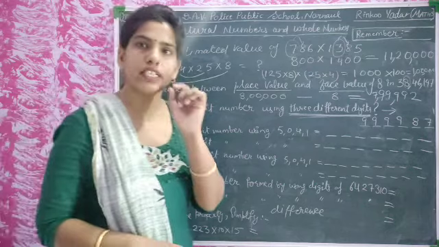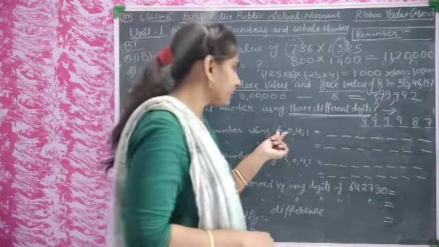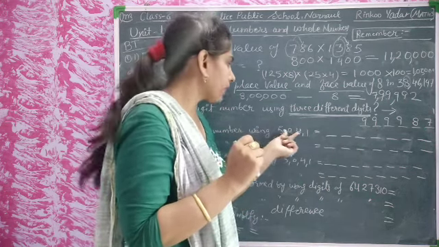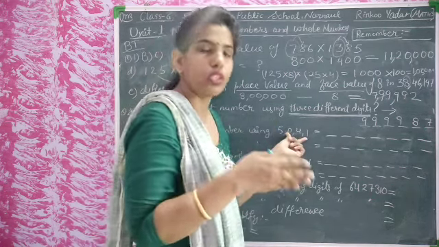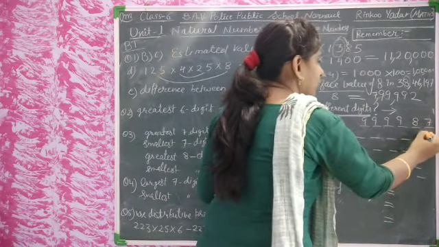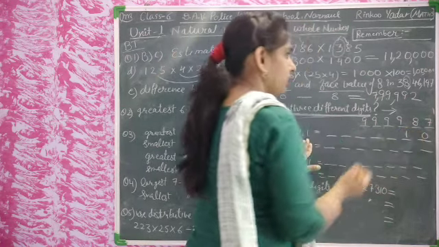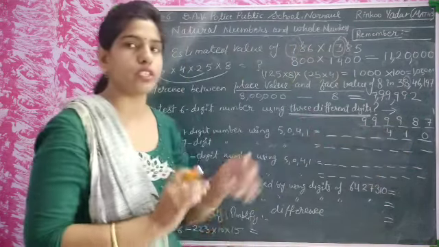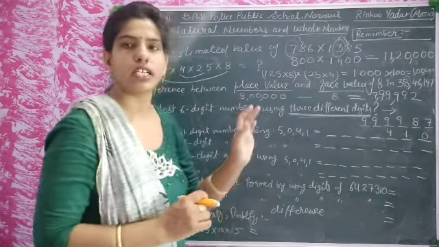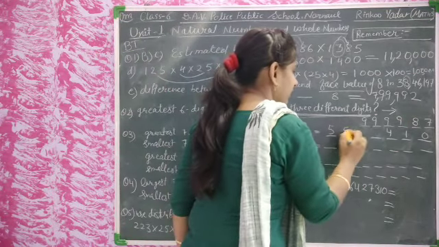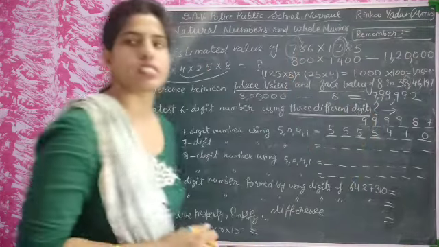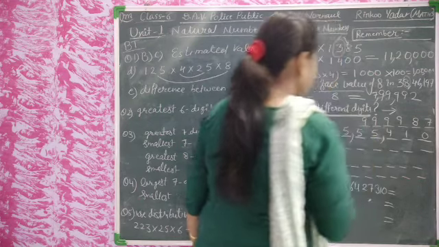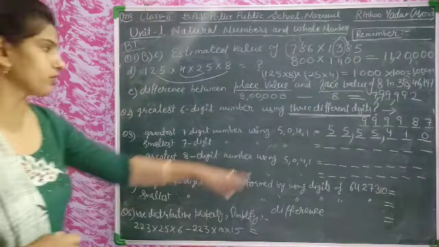You have to find the greatest number. So for the greatest number, we have to use 5 as many times as required. But we have to use 0, 4, 1 also. So in the last, the smallest number, 0, then the next smallest number and the next smallest number. We have to use all the digits, and 5 as many times as required. So it can be written like this. This is the greatest 7-digit number using these digits.